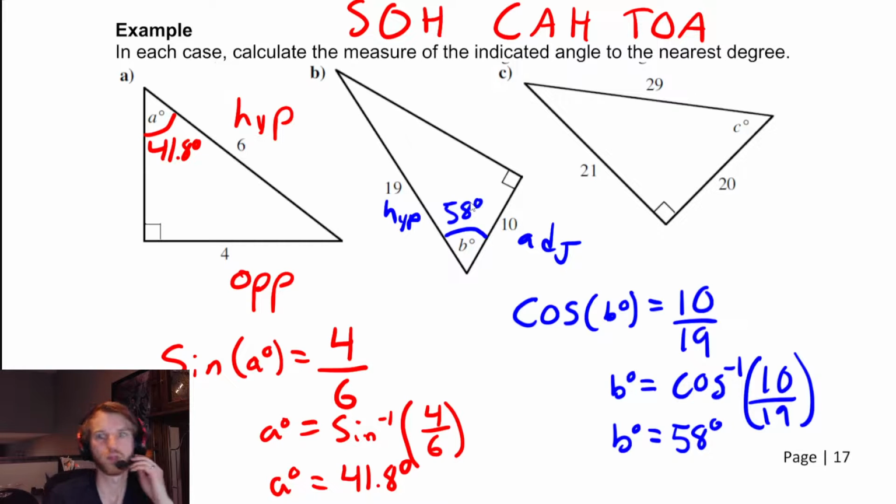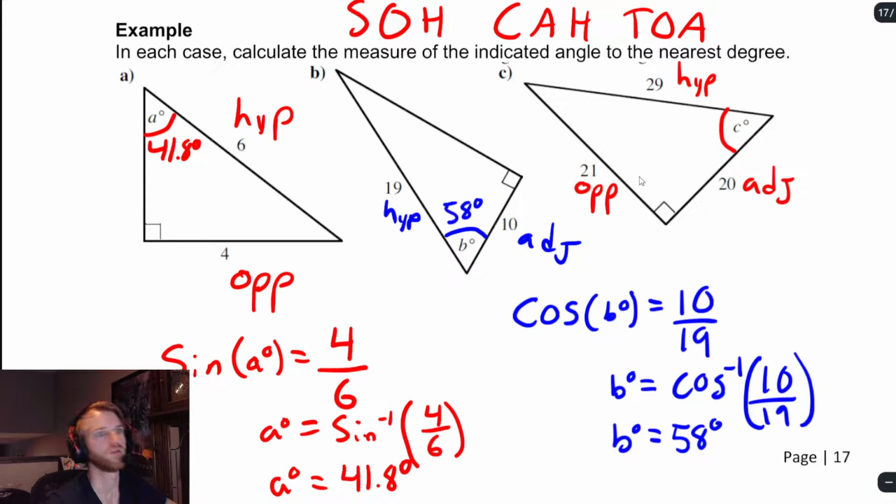Okay, and for our very last example, here it tells us all three sides. Okay, so that might seem confusing, but it just means that we have more options. So this is our hypotenuse. The side adjacent to this is right here, and this one is opposite. So we know all three sides, so we can actually pick any one of these.